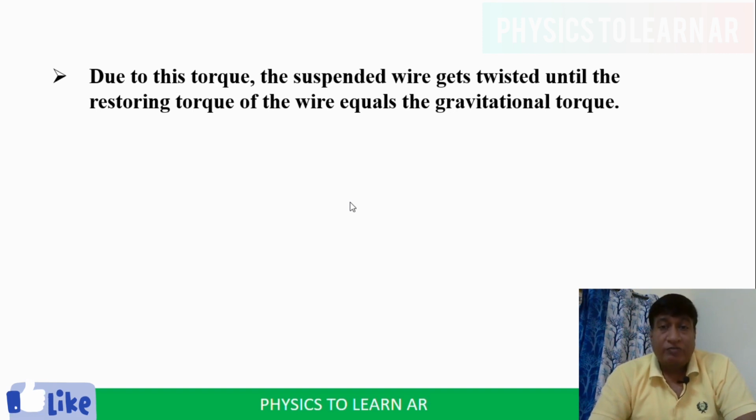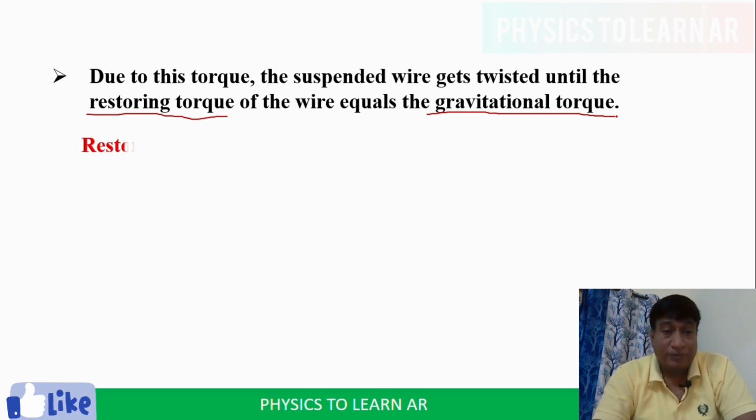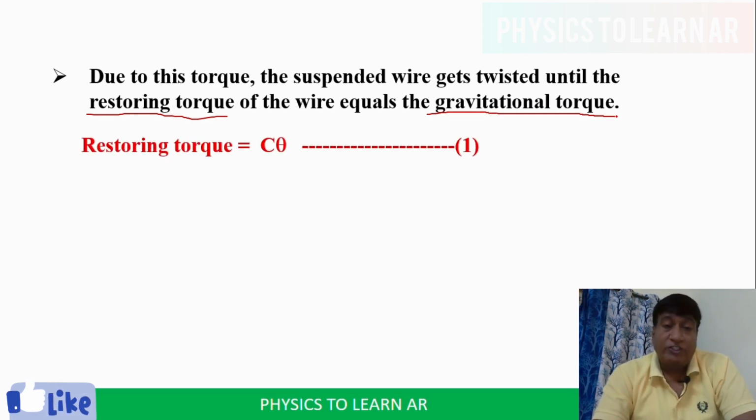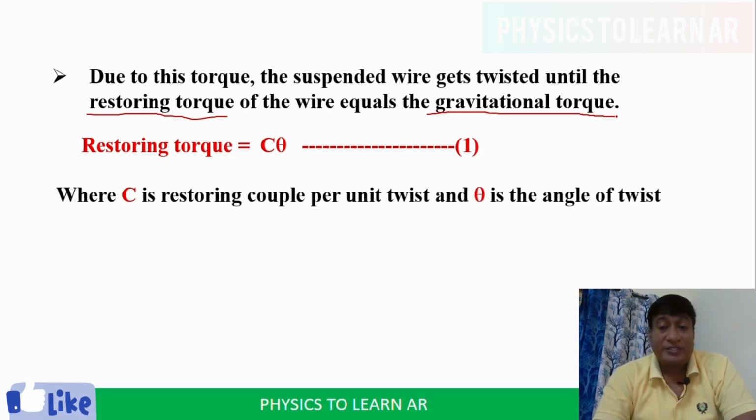what will happen is that the suspended wire gets twisted until the restoring torque of the wire equals the gravitational torque. So far we have discussed torque, but we have not discussed this restoring torque. The restoring torque acts whenever there is rotatory motion; after some time the body tries to regain its original position. That equals the gravitational torque. This restoring torque is denoted by C into theta, where theta is the angular displacement, and C is called the restoring couple per unit twist, and theta is the angle of twist, which is the angular displacement from its initial position.